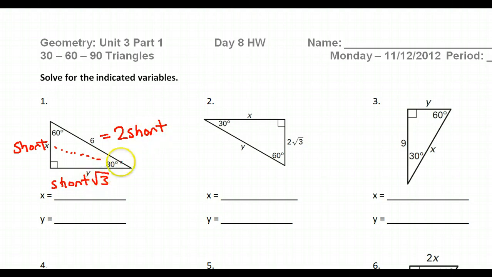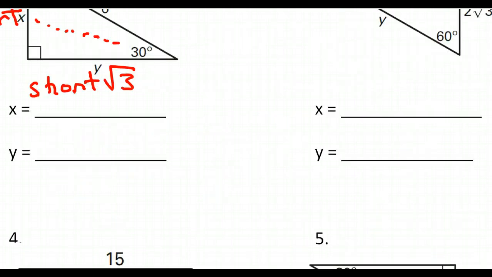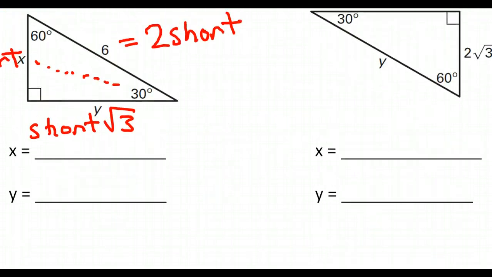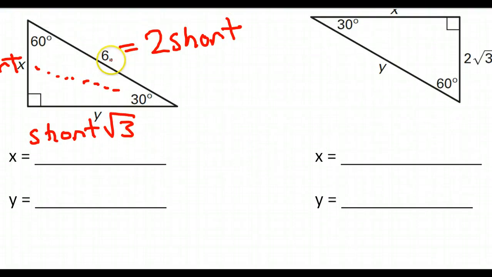So if I were you, the first thing I would do is just write down these three expressions: short, short radical 3, and 2 short for the hypotenuse. Now, one of these three is going to have a number given. In this case, it's the 6. So we're given that 6 is the hypotenuse, so 6 must equal 2 short.